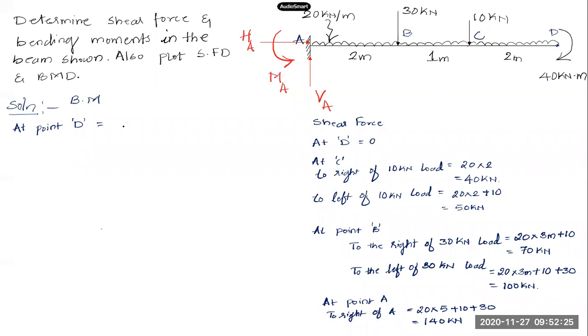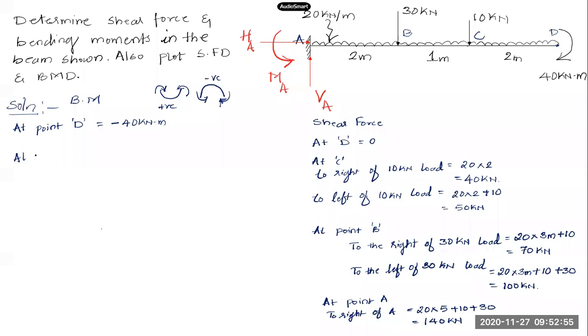It is in clockwise direction, but to the right side of the section. So compare your sign conventions. This is our positive sign convention for bending moment, whereas this is our negative sign convention. We are working on the right side of the section, so if the moment is clockwise, it is negative. So minus 40 kilonewton meter.